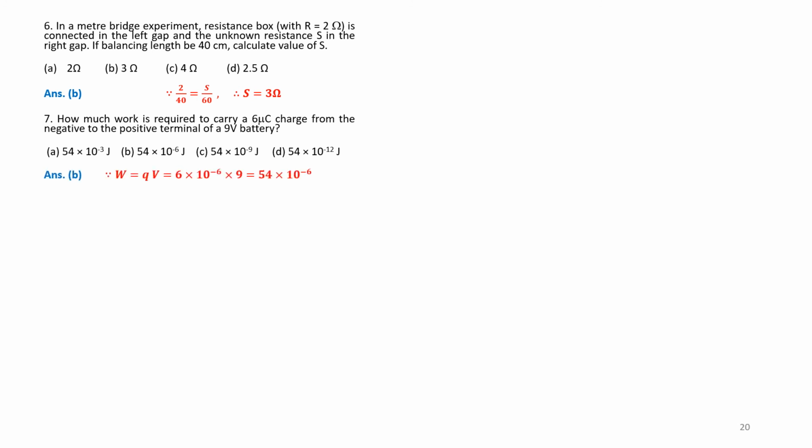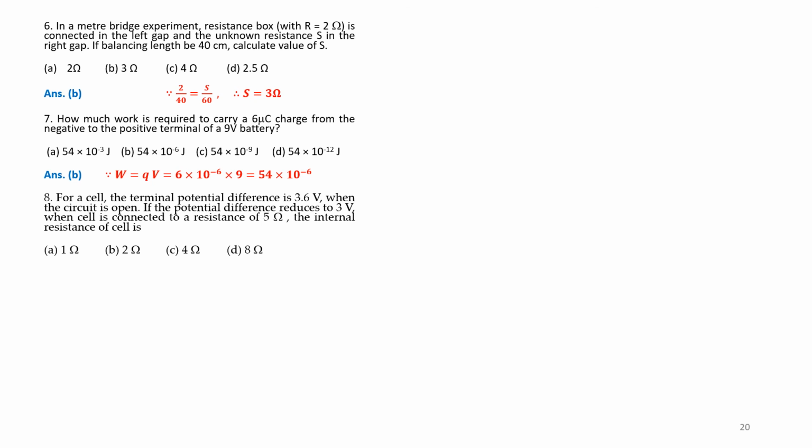Here we have to do some calculations. W is given by Q into V, where W is the work done, Q is the charge and V is the supply voltage, the potential difference between the terminals. Therefore, the given values are Q is 6 into 10 to the power of minus 6, the 10 to the power of minus 6 is due to microcoulomb, into 9. So the answer is 54 into 10 to the power of minus 6. That is the answer B.